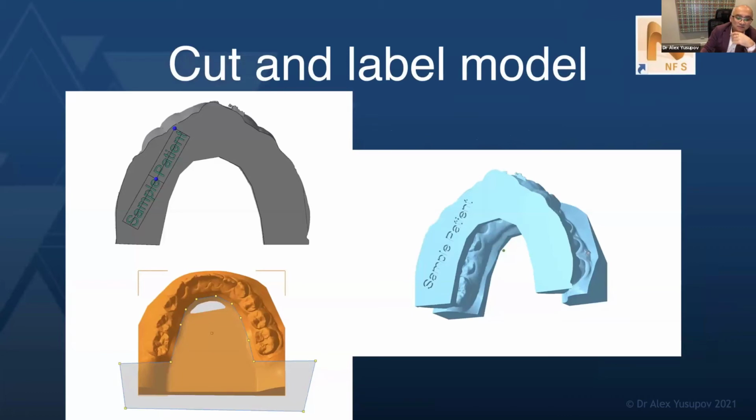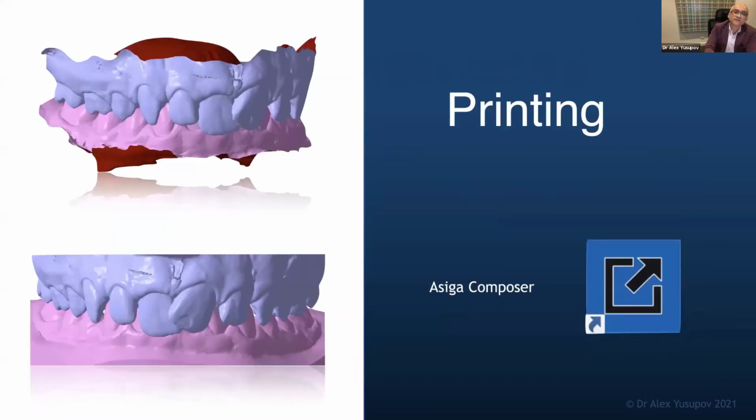We can do some very fancy cutting to get rid of the unnecessary material, and then put a label on the model top and bottom so that we know which model belongs to which patient. And now we're ready for printing. So we've gone from an open shell, top and bottom, to cut shells and labeled models. And now we're going to go to a Seeger Composer and start printing those models.